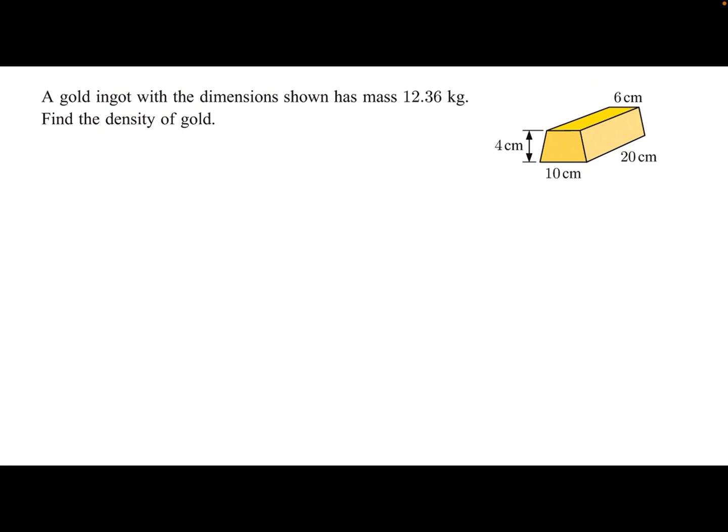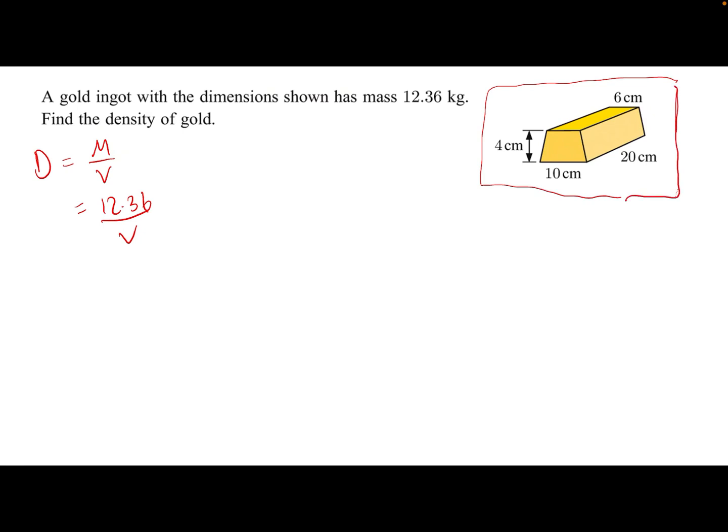Okay, so all we've got to do here is work out, if we want to know density, density is equal to mass over volume. Well, density then is equal to the mass, which is 12.36, divided by the volume. Well, what is the volume? You've got to remember that this shape, a gold ingot, is a trapezoidal prism. All we need to do to work out the volume of a prism is cross-sectional area times length. And the cross-section is a trapezium.